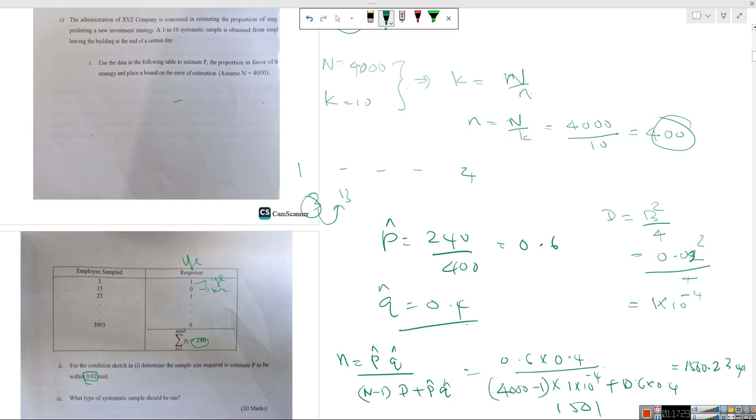Okay. So now approximately we can take 1500, or we can add one more sample and take 1501 samples, right? So this amount of sample we should take, otherwise we can just ignore this decimal and take 1500 also, only one sample less.